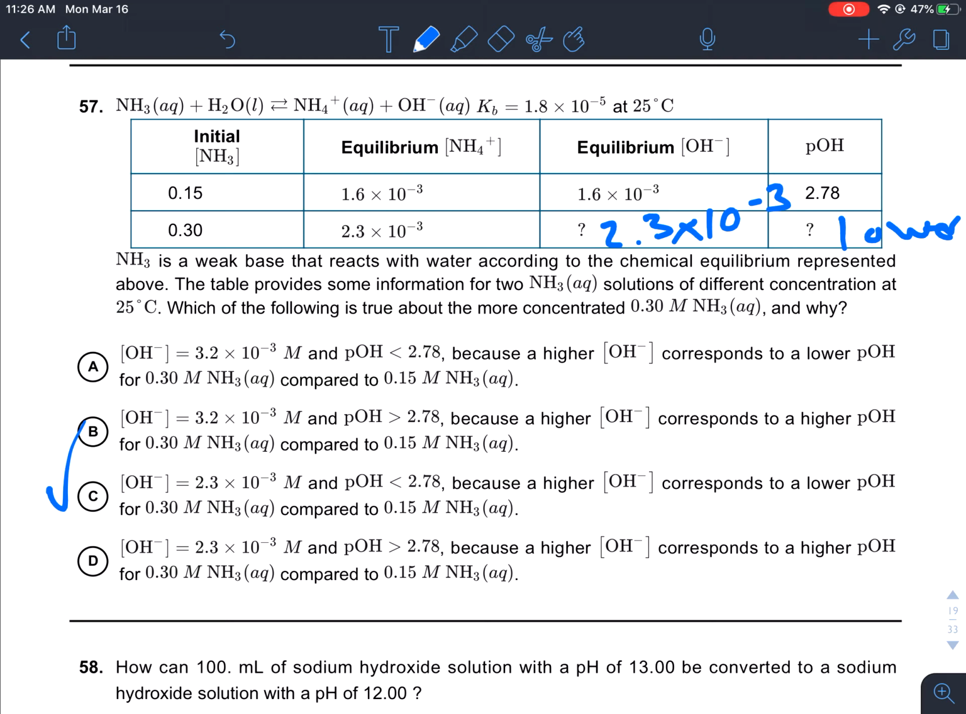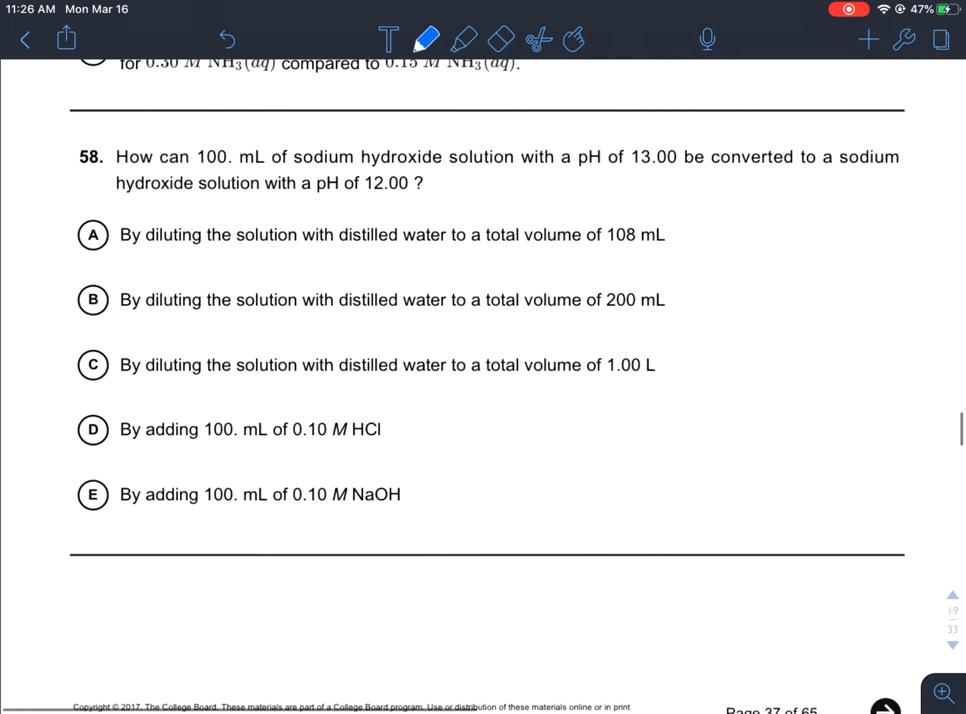Obviously your OH minus has to be equal to your NH4 plus. These things have to be equal, so it has to be C or D. And it's just saying the correct thing there. Oh my goodness. Okay, number 58.